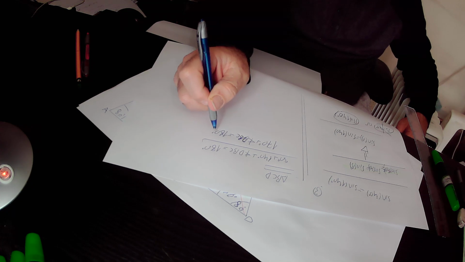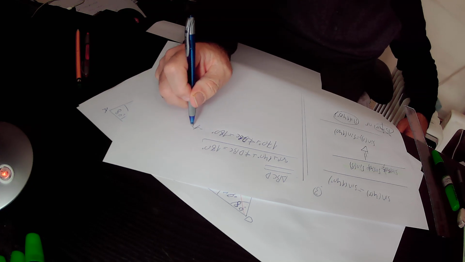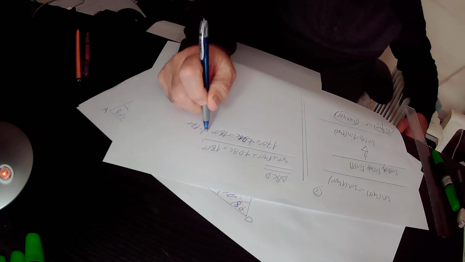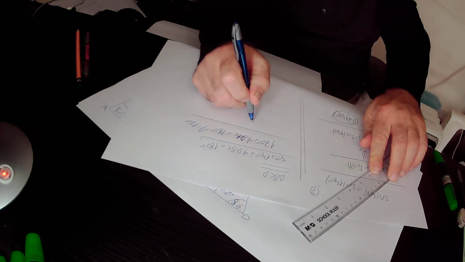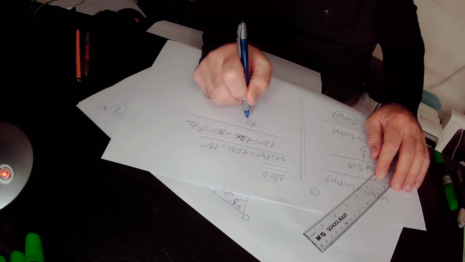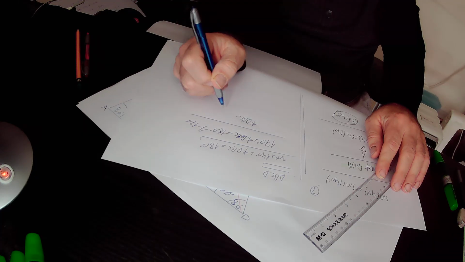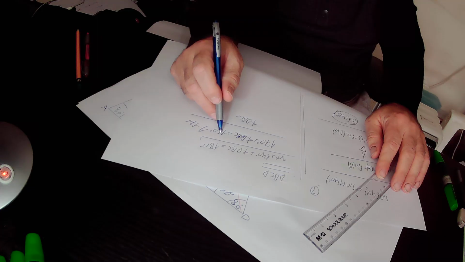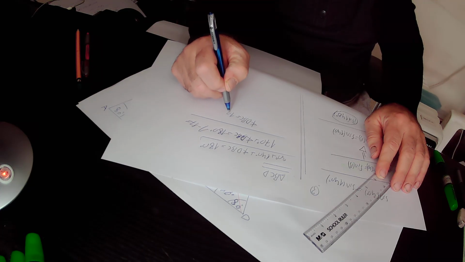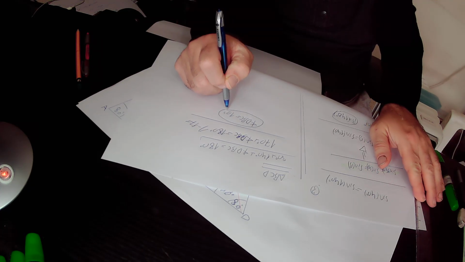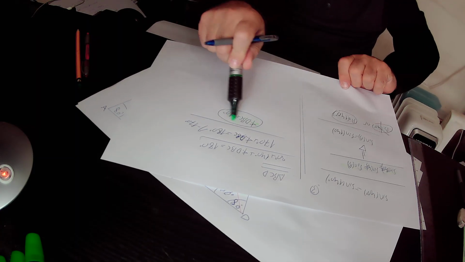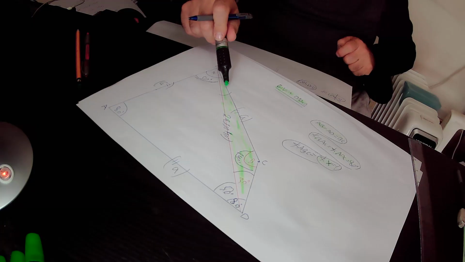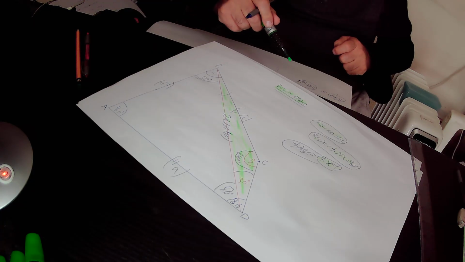So here we subtract 170 degrees from this equation, and we get that the missing angle DBC equals 180 degrees minus 170 degrees, which is 10 degrees. This is the missing angle DBC, which equals 10 degrees in its size.